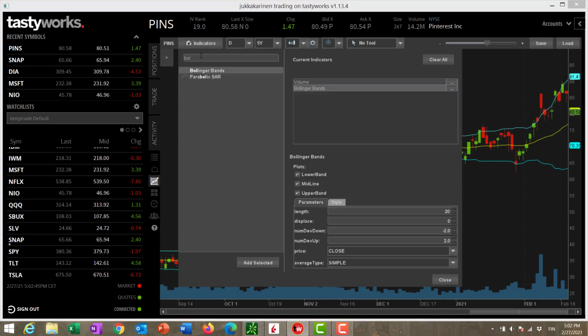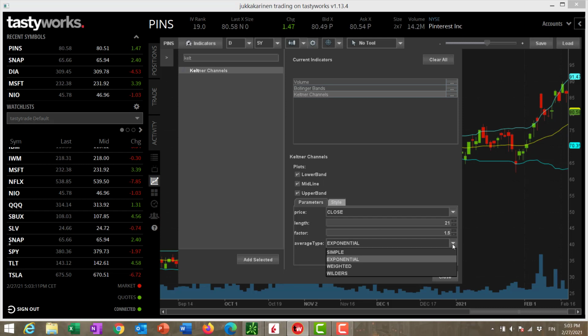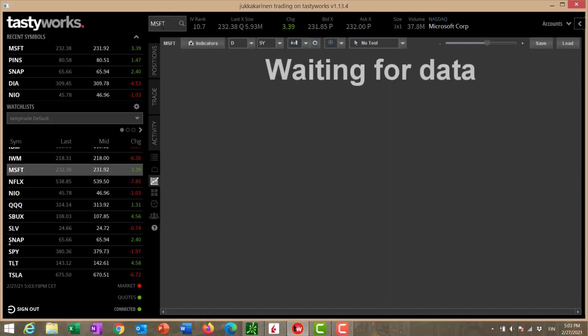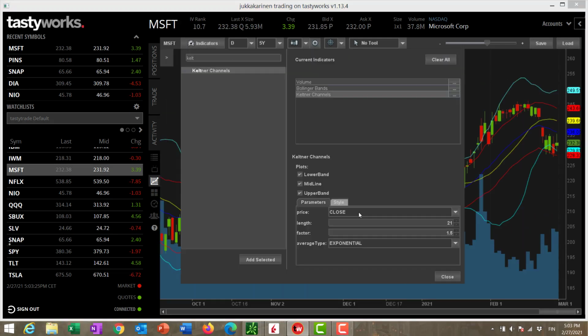So if I add Keltner channels in here, and let's put 1.5. An exponential. Where did they go? I'll probably need to change the chart again. Okay, just disappeared. I'll do that. Let's check Microsoft for a moment. And alright, now I need to fix the colors.